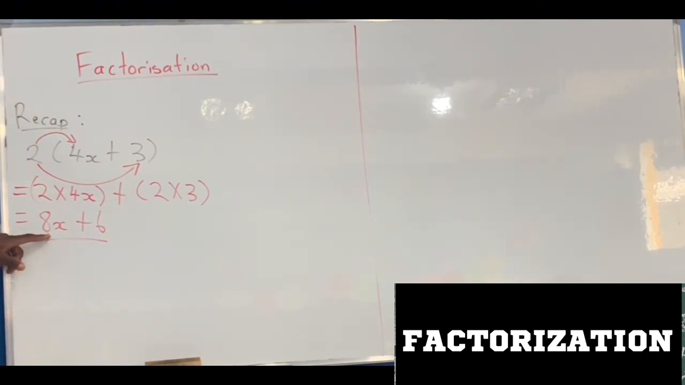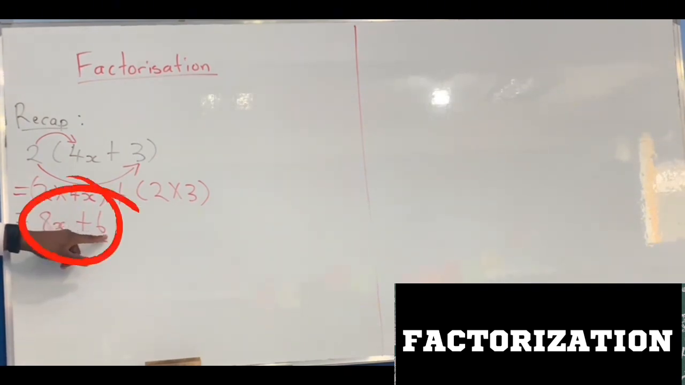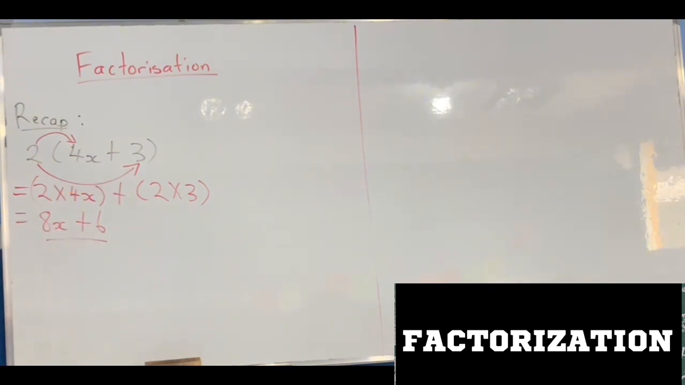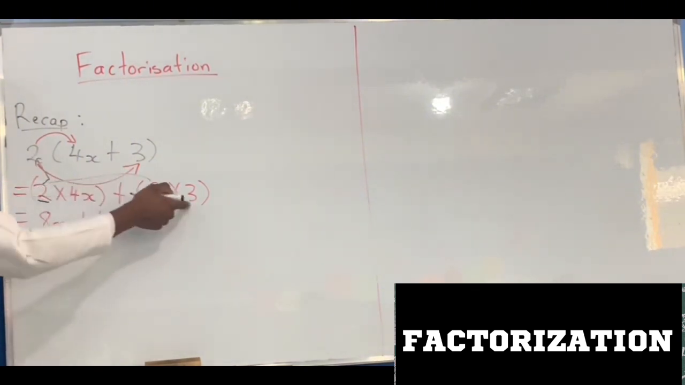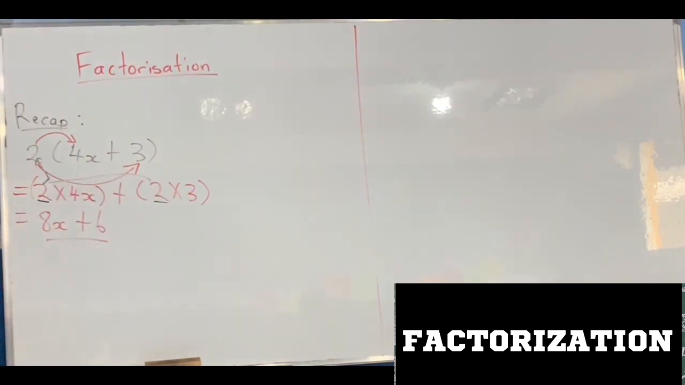So what do you see here? What's the commonality between 8x and 6? If you can see here, there's 8 and there's 6. These are multiples of 2. If you look at the brackets here, you can see there's a 2 in the first bracket, a 2 in the second bracket. That 2 is the common factor. This is the 2 which we had as the coefficient of the brackets in the first problem. This is why when we expand, we get our answer as 8x plus 6.